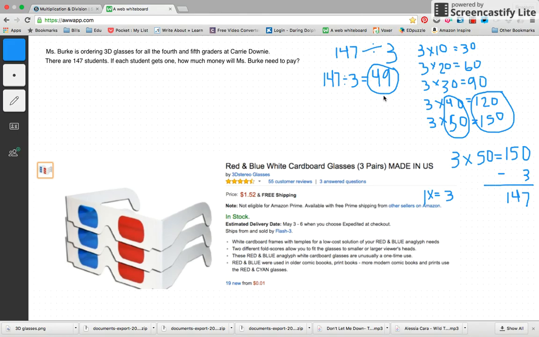So I'm not finished. All this told me is that I need to order 49 groups of 3. Here's 1 group of 3 for $1.52, and I need 49 groups. So I need to do 49 times $1.52.